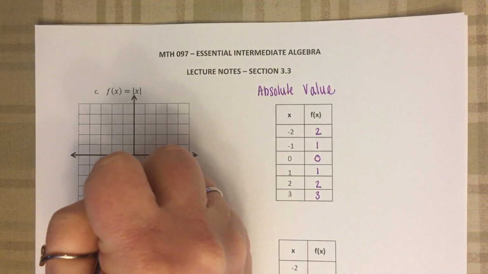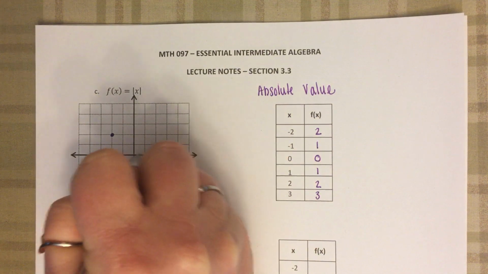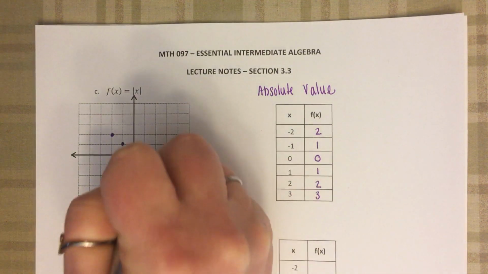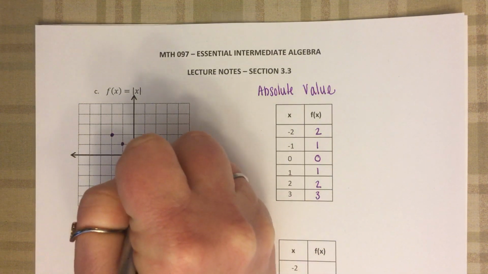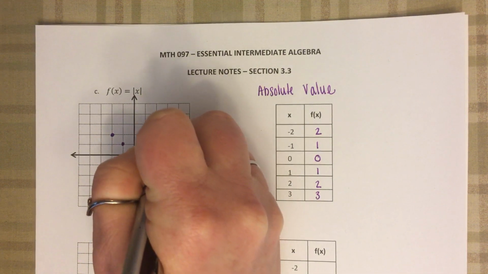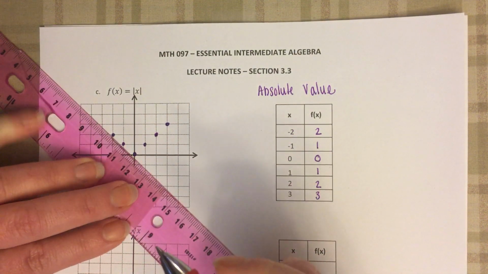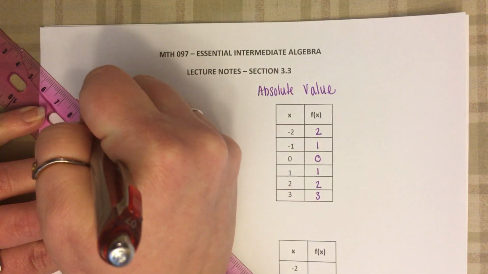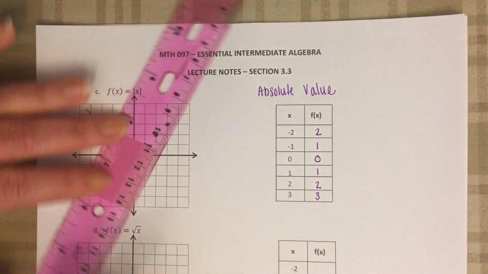If we plot these, -2, +2, we go to the left 2 and up 2. Then we go to the left 1 and up 1. We put a point at our origin, which is 0, 0. We put a point at 1, 1, to the right 1 and up 1. Right 2, up 2 gives us 2, 2. Right 3, up 3 gives us 3, 3. If we were to sketch this one in, instead of getting a U shape like we did in the previous example, we get something that is more of a V shape than a U shape.